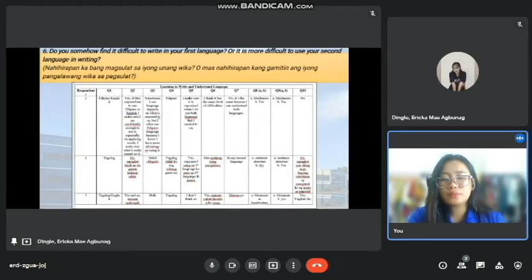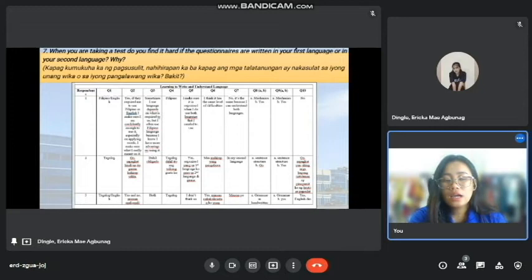Now let's have question number 7. When you are taking a test, do you find it hard if the questionnaires are written in your first language or in your second language? Why? So, 4 respondents among the students stated that they struggle to understand the questionnaires in both languages, and the other 4 of them answered that they sometimes do. The other 6 respondents said that they only understand well in their first language, while the 9 other respondents struggle in understanding using their second language.